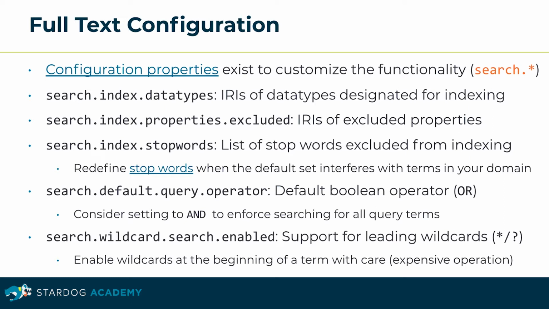And these properties modify the search behavior. The property search.default.query.operator indicates the default Boolean operator connecting the search terms. The default operator OR requires at least one of the terms to match. Consider changing it to AND to enforce searching for all query terms. The property search.wildcard.search.enabled will let you search for terms with an unknown beginning. Please note that searches with a leading wildcard require an expensive index scan and are generally slower.